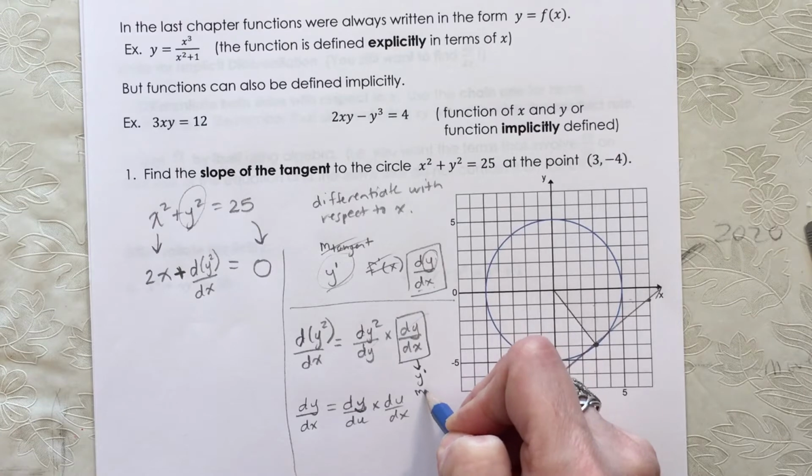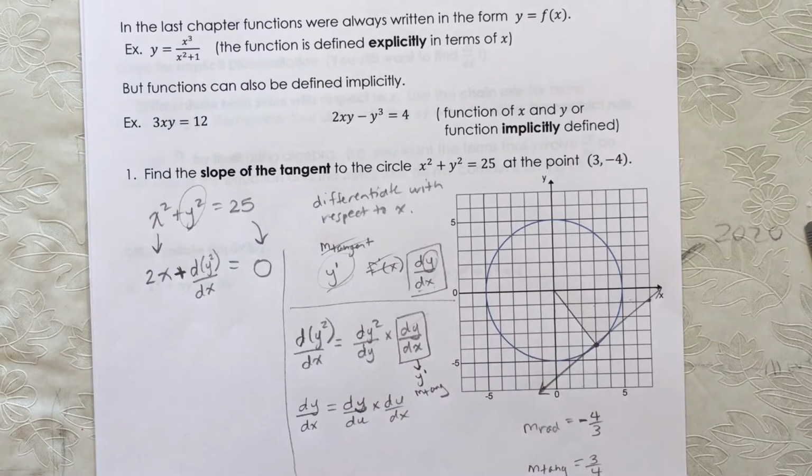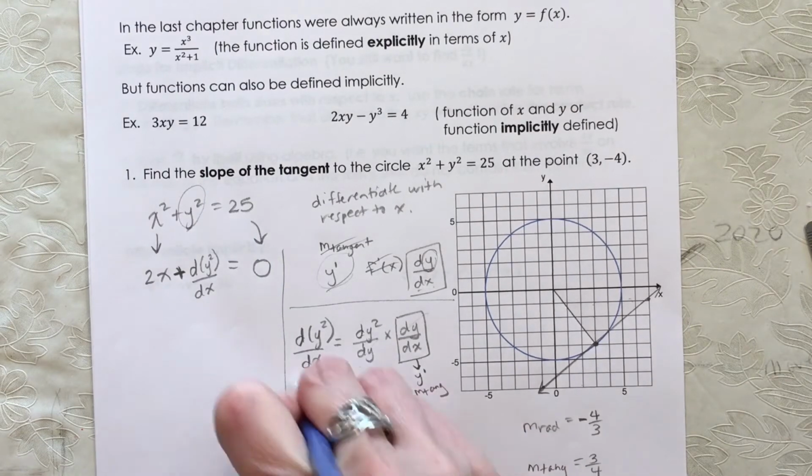It is the slope of the tangent, okay? It's what we're trying to find. It's the slope of the tangent, which is what we're trying to find, or it is y prime. It's what we're trying to find.